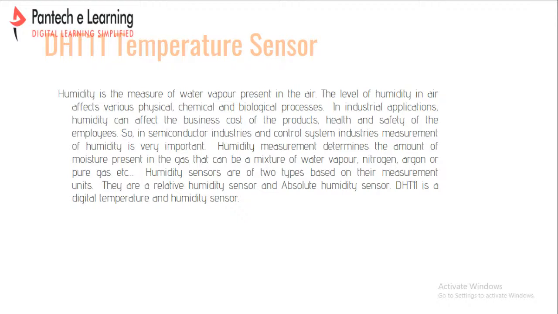So humidity is the measure of water vapor present in air. The level of humidity in air affects various physical, chemical and biological processes. In industrial applications, humidity can affect the cost of the product, and the health and safety of employees. So in semiconductor industries, we generally need to know the humidity and temperature of a particular room. Here also we need to maintain proper humidity and temperature levels in our greenhouse. So that's why we are going to use this DHT11 sensor.